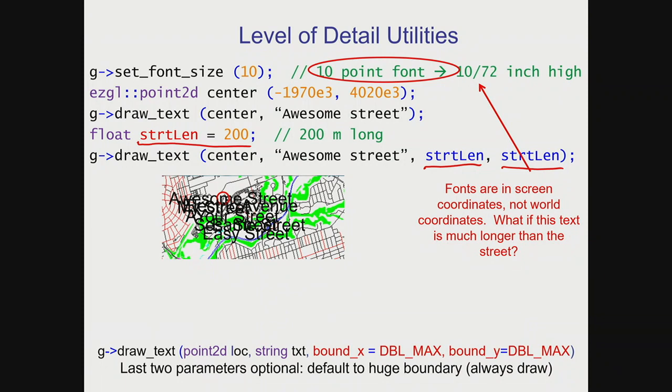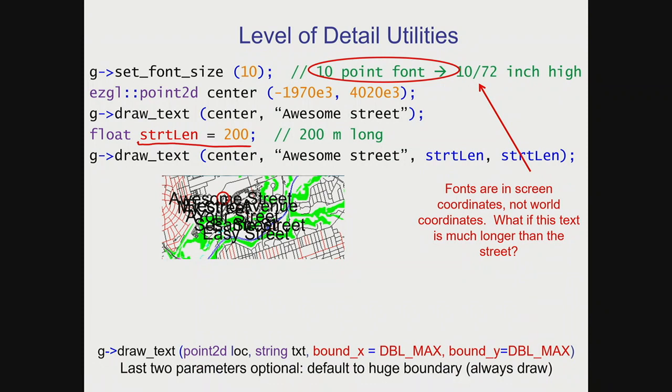And what it means is if this text is going to occupy space on the screen that is bigger than 200 meters would occupy, don't draw it. It basically means if it's bigger than the street, don't draw it. So this is a pretty simple way that you can avoid drawing lots of text when you're zoomed out.